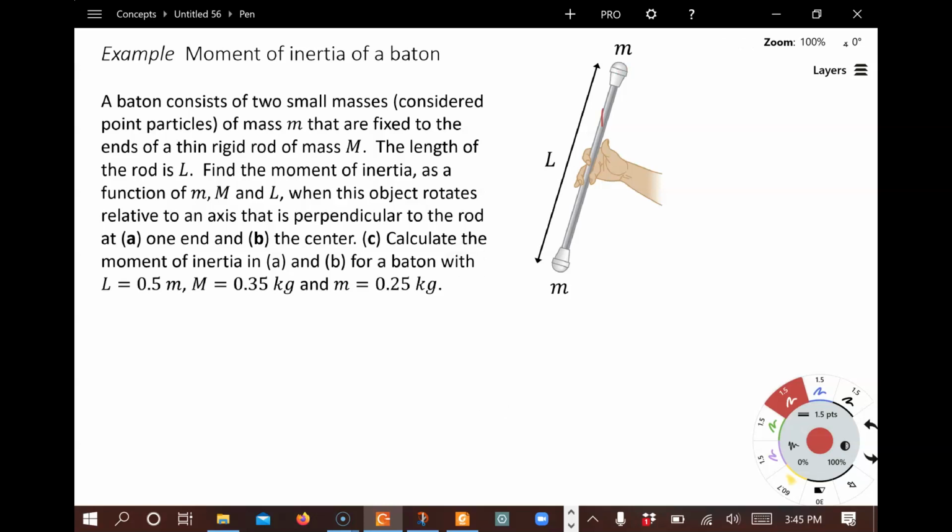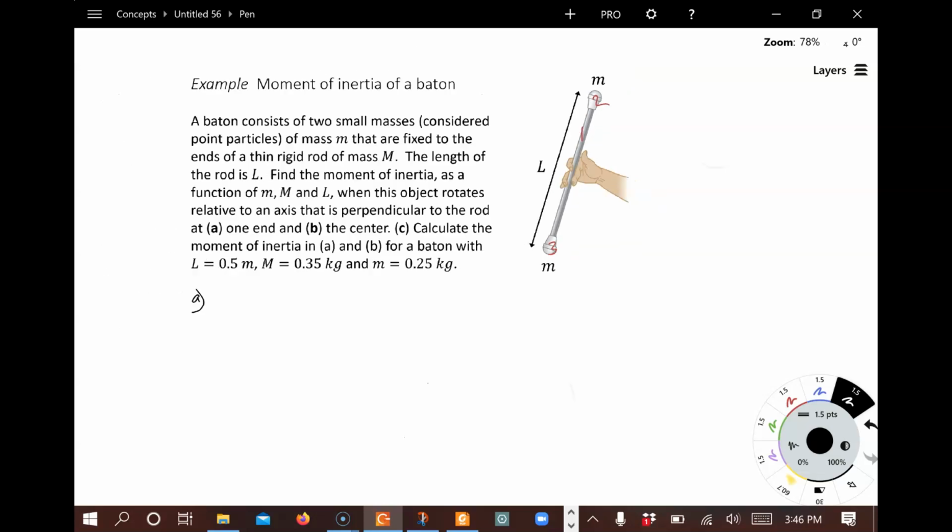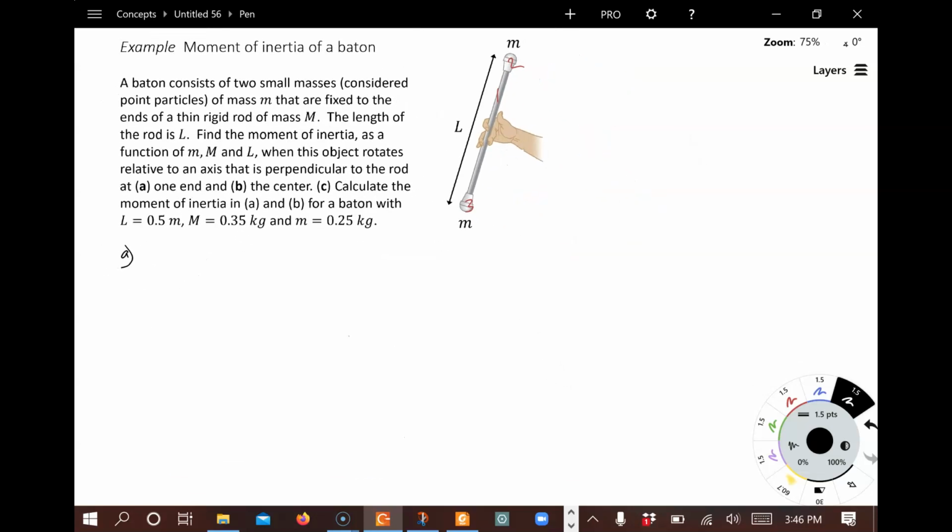If I label these, the rod is one and the two end caps are the other objects. So we've got three total things. In part A, we're going to calculate the moment of inertia if we want to rotate the rod about an axis that goes through one end. So to show what that means for part A, let's go ahead and show you where that axis of rotation is.